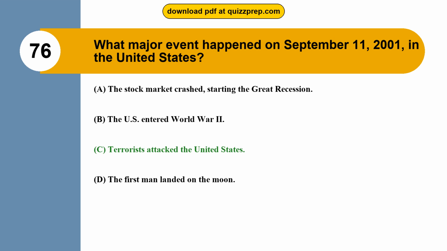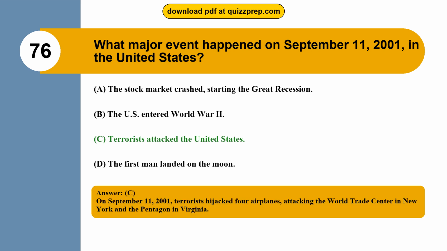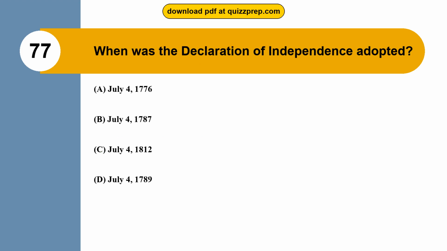The correct answer is option C, terrorists attacked the United States. On September 11, 2001, terrorists hijacked 4 airplanes, attacking the World Trade Center in New York and the Pentagon in Virginia. Question 77. When was the Declaration of Independence adopted?